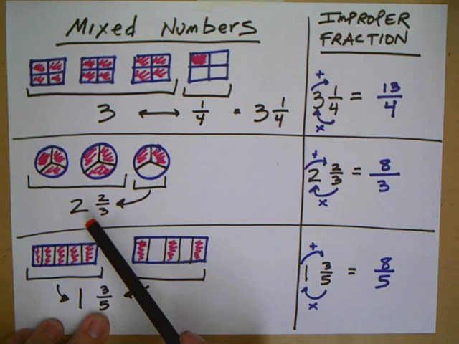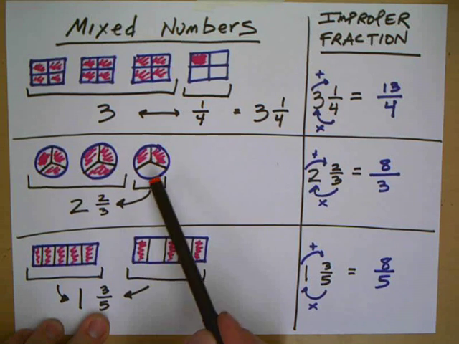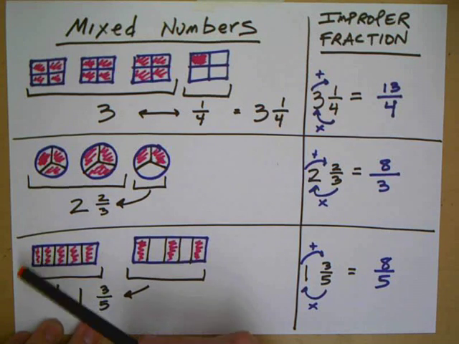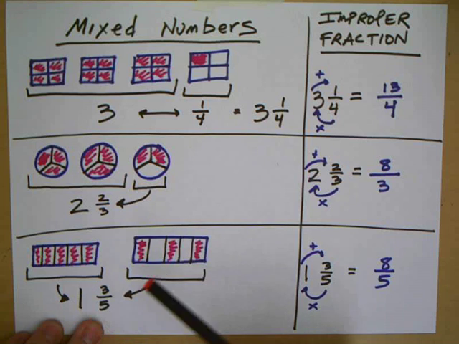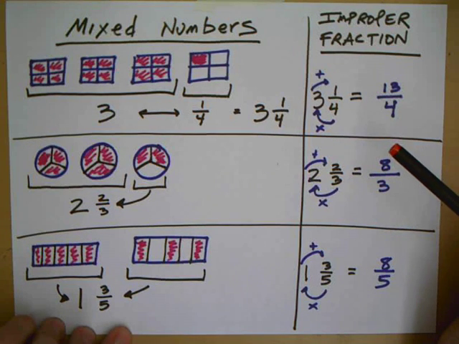This demonstration down here with the circles shows 2 complete circles and 2/3 of the remaining circle, and is read 2 and 2/3. So slightly more than 2 complete circles, but less than 3. Last but not least, we have one whole rectangle here divided up into fifths, and another rectangle divided up into fifths with only 3 parts colored in. So the one whole is represented here, and the 3/5 of the remaining rectangle is represented here, and we read this as 1 and 3/5.